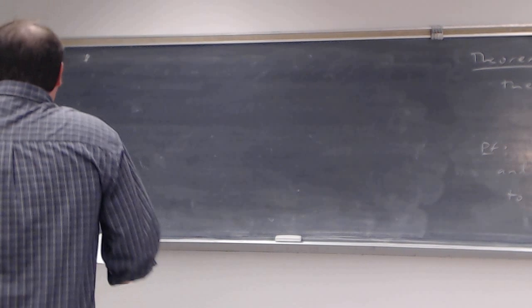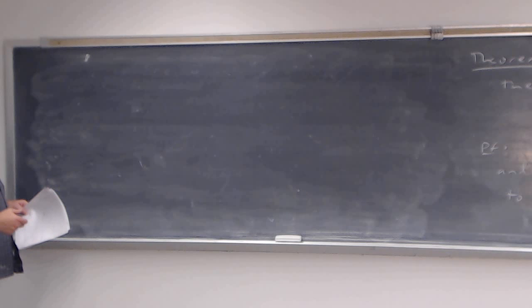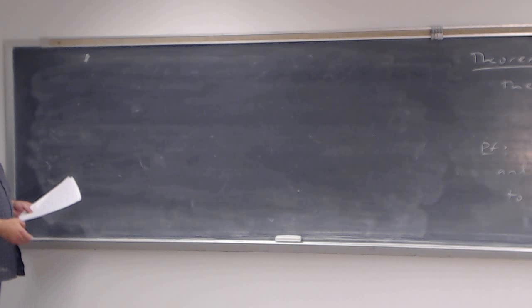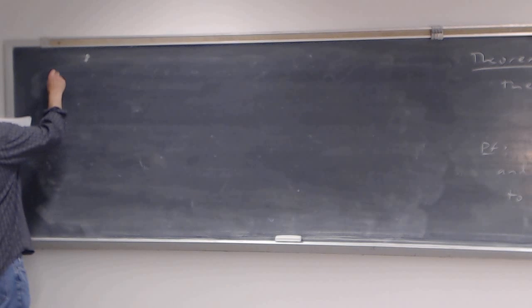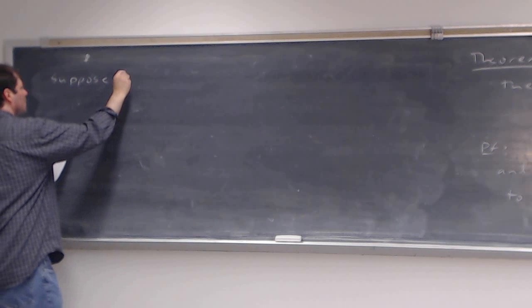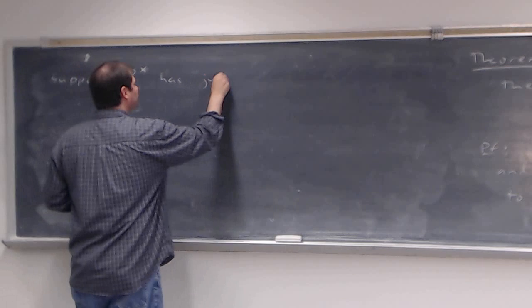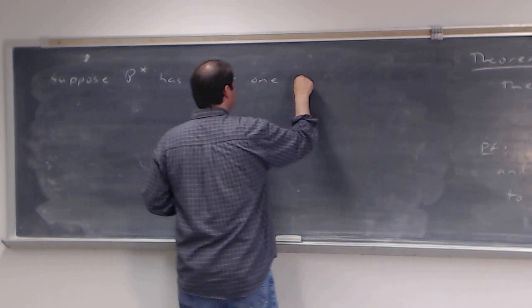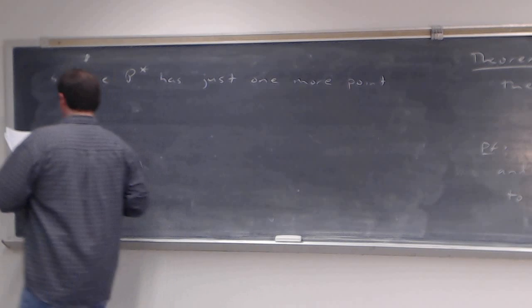Okay. So this P star is a refinement, so it's got more, if you will, more points than P does. And so the simplest case is just got one more point. So here's what we'll say. This would be case one. Suppose P star has just one more point than P.